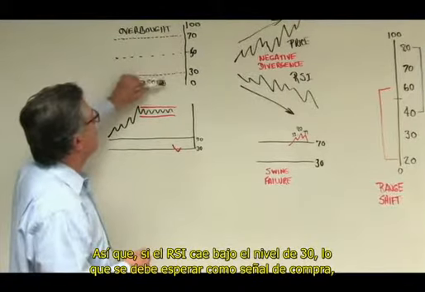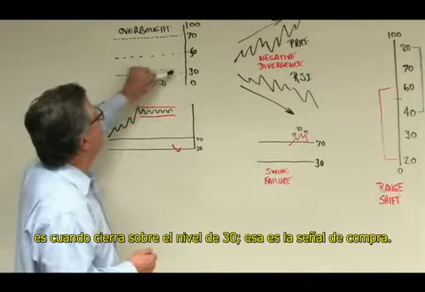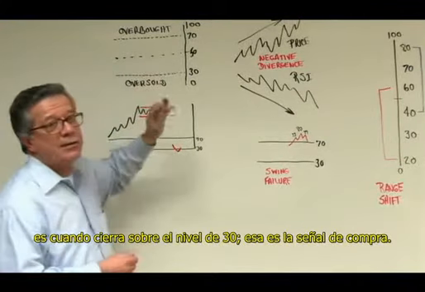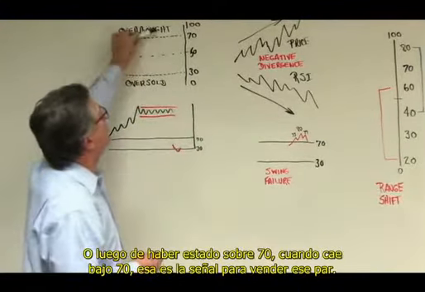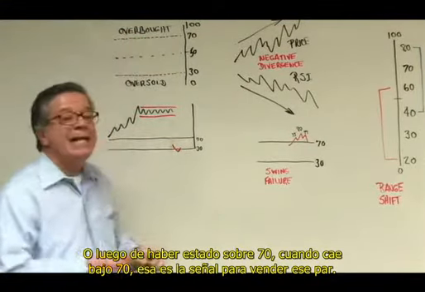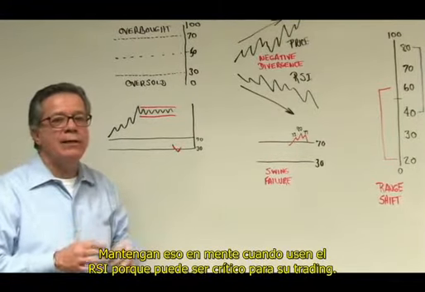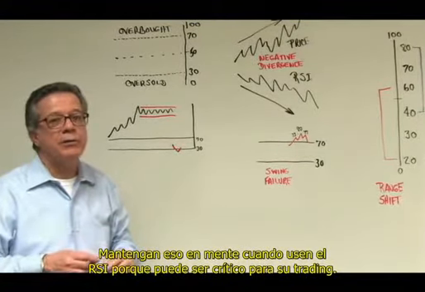So if the RSI drops below 30, what you're waiting for as your buying signal is for it to close above 30. That's the signal to go long. Or after it's been above 70, when it drops below 70 and closes below 70, that's your signal to short the pair. So keep that in mind when using the RSI, because it's going to be critical to your trading.